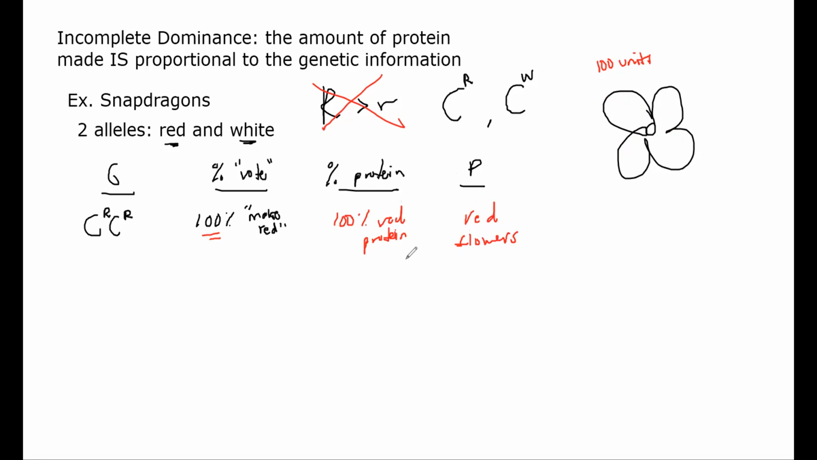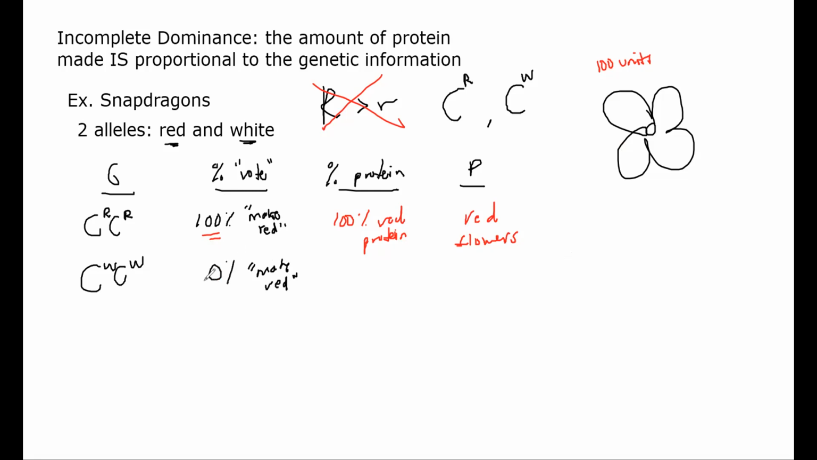All right, so no surprise there, right? That's no big deal. Let's go to the white side. Same idea. If you have an individual that is homozygous for the white allele, what is your genetic vote? Is it that it's 100% white? No, it's not. What it's saying is 100% of the vote is saying don't make red. Remember, white is the absence of red. So the genetic vote here is basically saying what percentage of it is saying make red. The percentage here is going to be 0%.